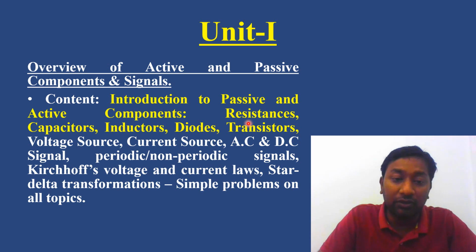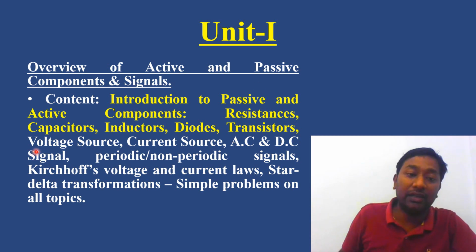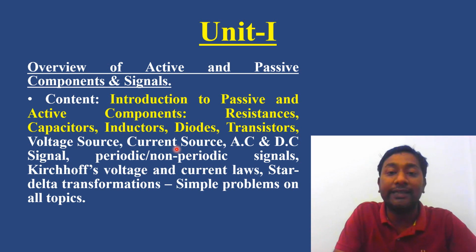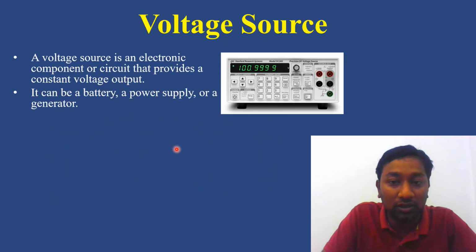Now in this lecture we will see the other part of unit 1, that is voltage source, current source, AC and DC signal, periodic and non-periodic signal. We will see only 3 to 4 topics in this lecture. So now let us see what is a voltage source.